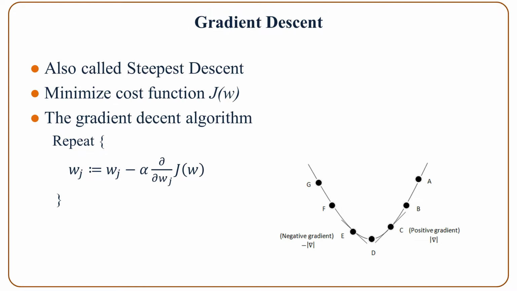Now next we talk about gradient descent. Gradient descent is also called the steepest descent. And the update rule is this. Basically, what we do here is we repeat again and again. And for each weight, we update the weight by subtracting alpha times the gradient with respect to that specific weight. And alpha here is the learning rate.